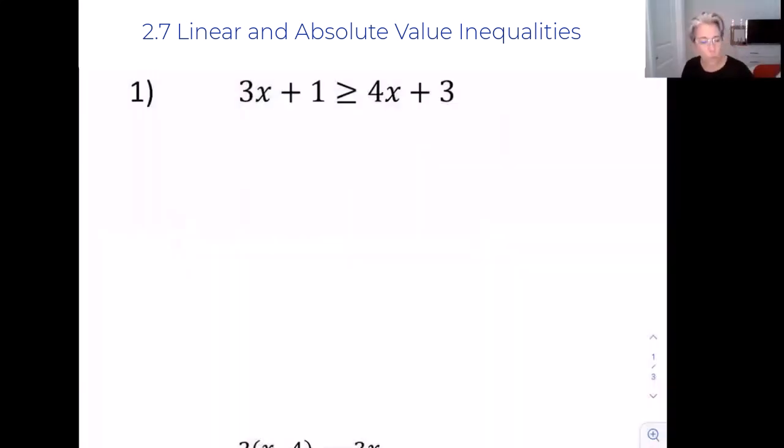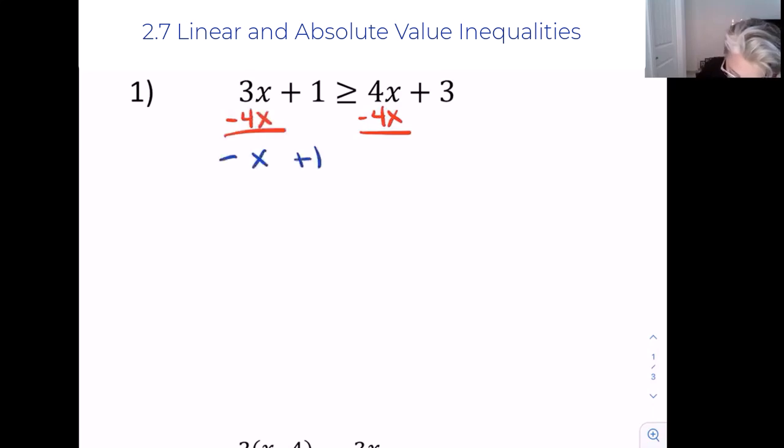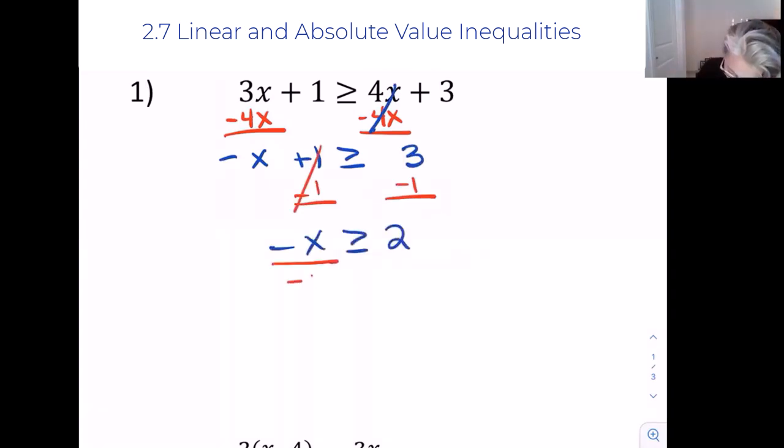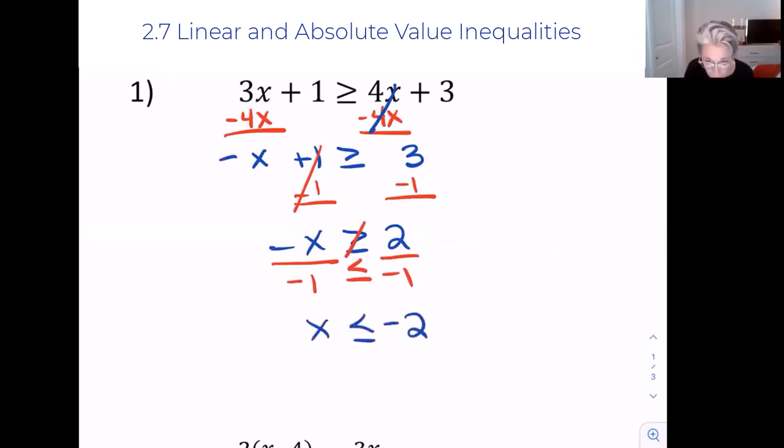We have 3x plus 1 greater than or equal to 4x plus 3. It does not matter which x term we move. Let's go ahead and subtract the 4x from both sides so we can deal with that dividing by a negative. We get negative x plus 1 greater than or equal to 3. Subtract 1 from both sides. We get negative x is greater than or equal to 2. Now we have to divide by that coefficient of negative 1. But when we do, we have to switch the inequality. So we get x is less than or equal to negative 2.